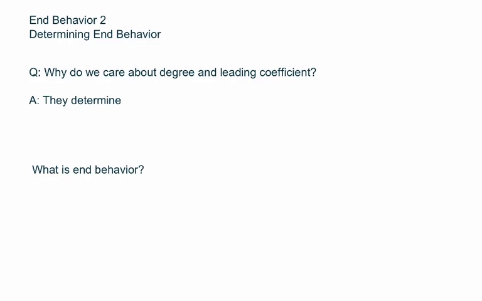The reason we care so much about the degree and the leading coefficient is because they determine this thing called end behavior, which tells us what the graph of the polynomial looks like and what it does as x approaches negative infinity and positive infinity. We'll get into that a little bit. It helps us get a picture of the graph. It helps tell us how the mathematical relationship behaves. And that's why we're interested in it.